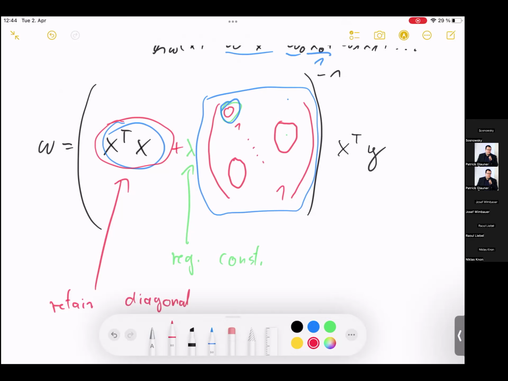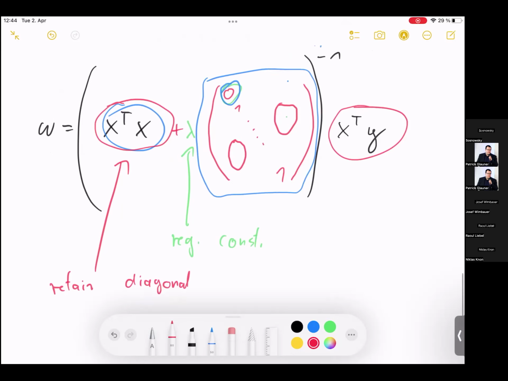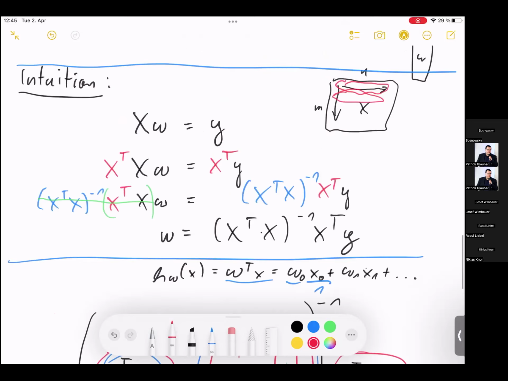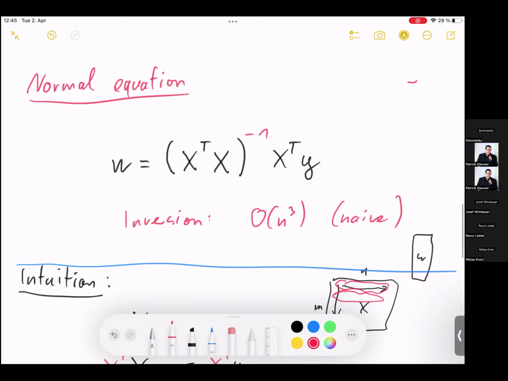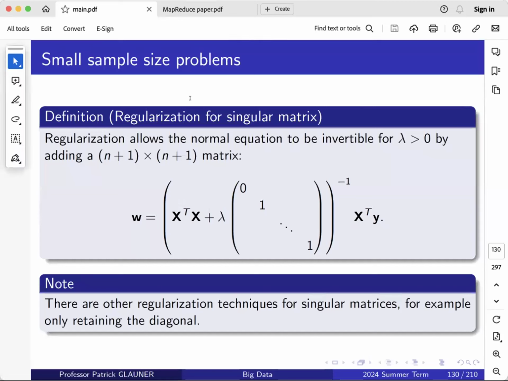I will be able to invert it. Again, this will lead probably to very poor results when I later multiply this with X transpose and y, but it's some other approach proposed in the literature. And there are all sorts of other regularization techniques for making the normal equation invertible. It's also written in my slide deck and well formatted in here.